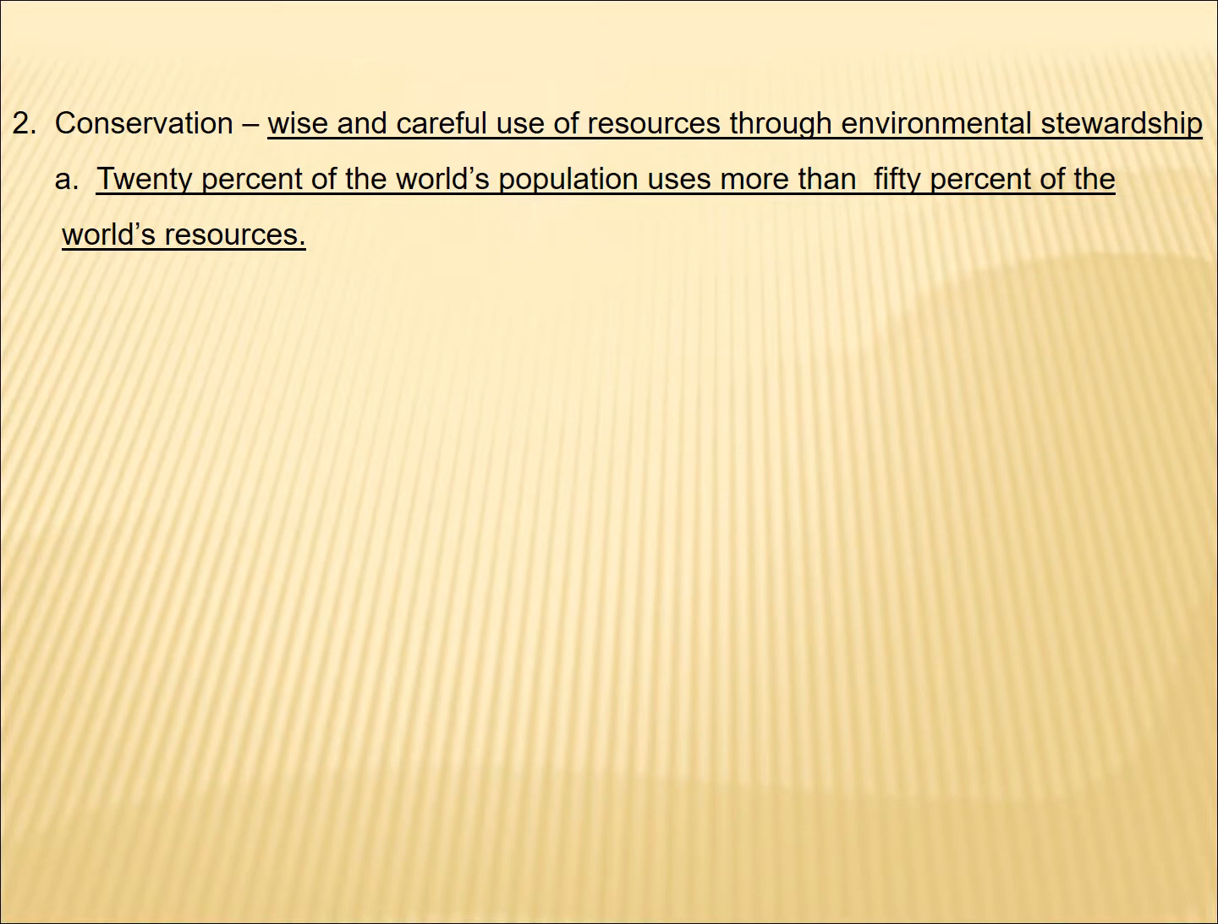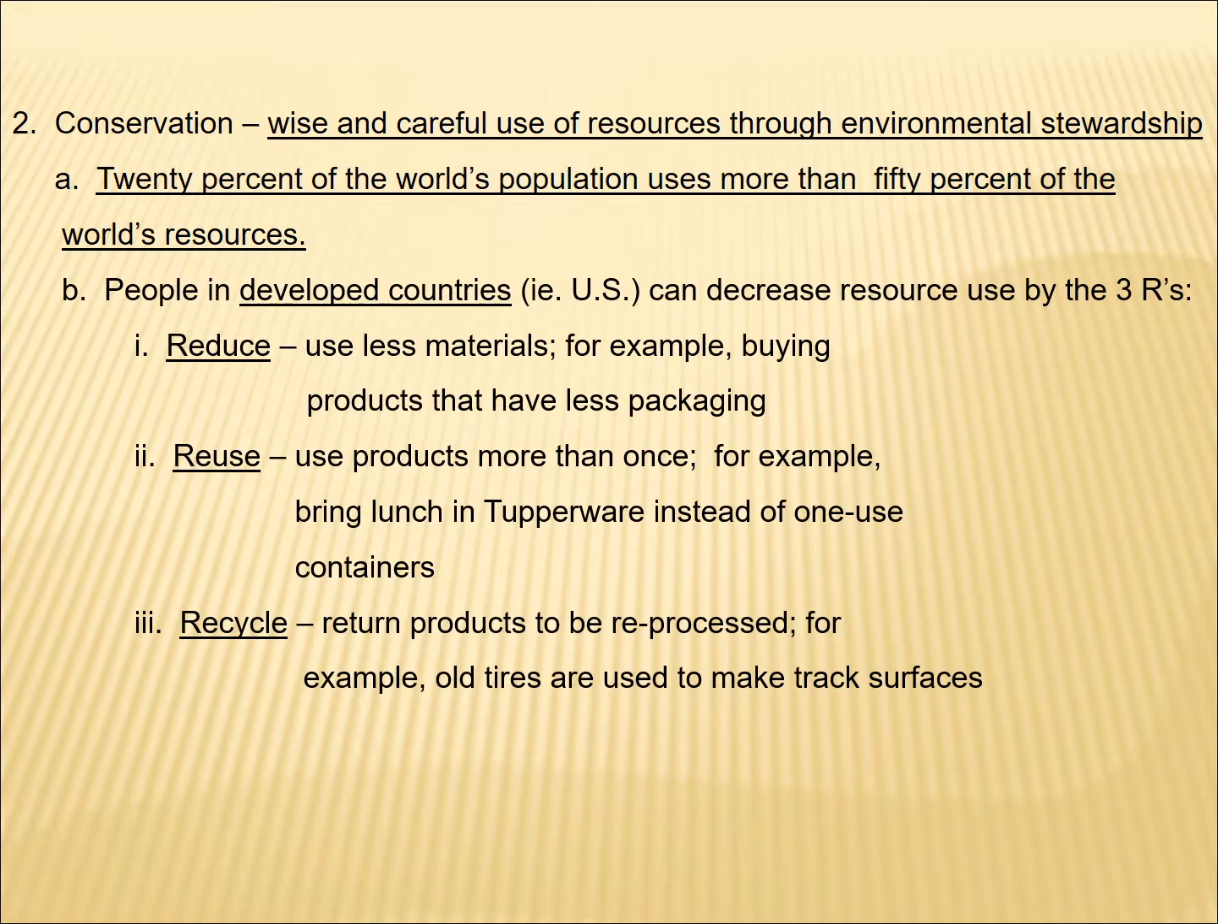Next is conservation. So we need to have wise and careful use of our resources. This is an interesting fact: 20% of the world's population uses more than 50% of the world's resources. And that's happening in developed nations like the United States. People in developed countries need to decrease their resource use by using the 3 R's. You've heard it before: reduce, reuse, and recycle. So those are ways that we can decrease our resource use.